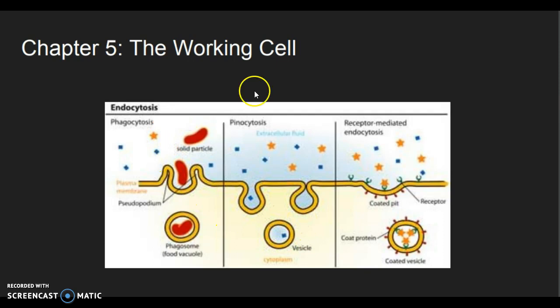Now, that's how I like to differentiate them, because like I said before, this can be seen as the drinking, and this can be seen as the eating. In receptor-mediated endocytosis, the binding of ligands to receptors triggers vesicle formation. Now, what we have right here is a vesicle, and a ligand is any molecule that binds specifically to a receptor site of another molecule.